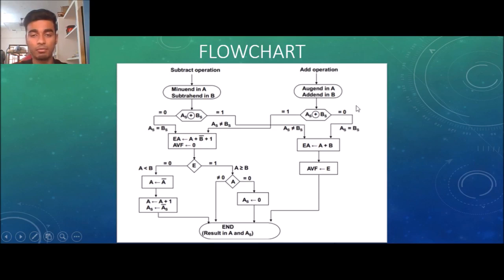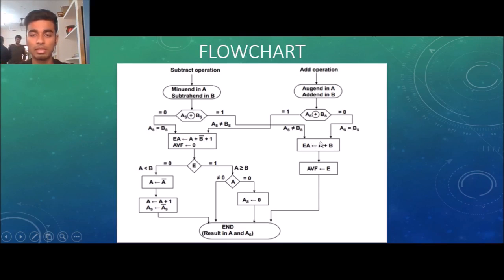Now, for the add operation, if AS XOR BS is 0, we'll perform addition, but if AS XOR BS is not 0, that is 1, we'll go to the subtraction part. Similarly, for the subtraction part, if AS XOR BS is 0, we'll continue in the subtraction part, but if AS XOR BS is not 0, that is 1, we'll go to the addition part.